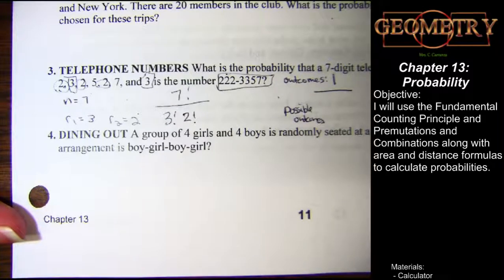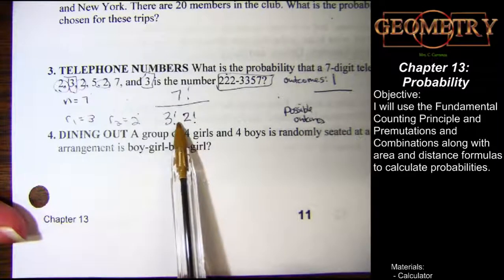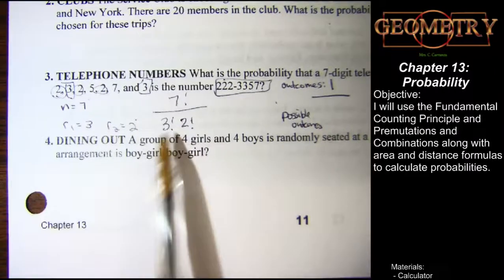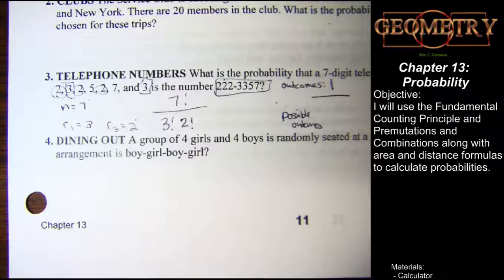All right, plop that in your calculator. You don't have to push multiplication between the factorials. The calculator is going to assume it's multiplication. So you can literally just type 7 factorial over 3 factorial, 2 factorial.